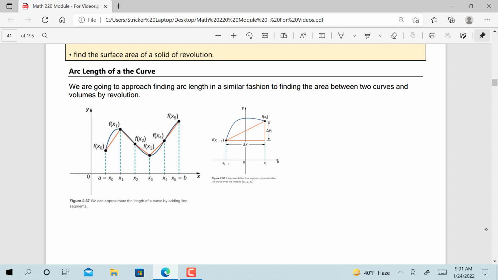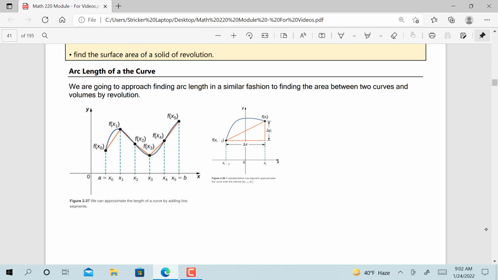So we're going to have a curve, you can see here in figure 2.37, and just like in Calc 1 and this class, we're going to think about taking this interval that goes from a to b, and we're going to break it up into a bunch of subintervals. You can see right here, this one in particular is broken up into 5 subintervals.